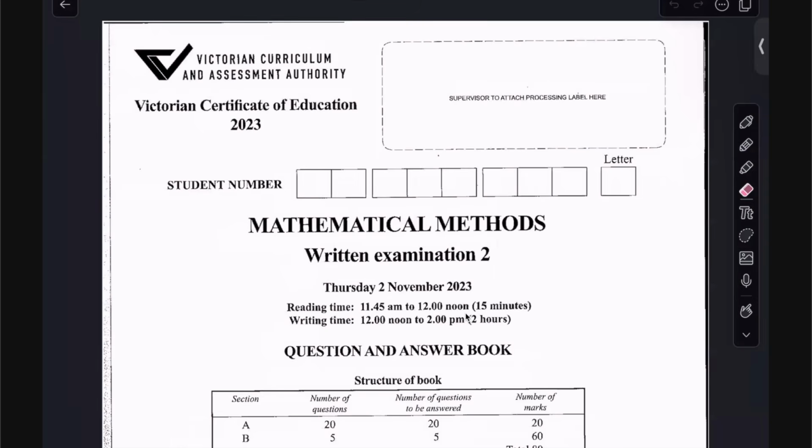Alrighty, so I've just got my hands on the 2023 Methods Exam 2. From what I heard, it's really hard, so we'll see how we go with it.